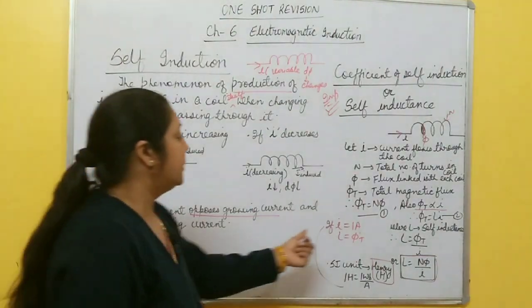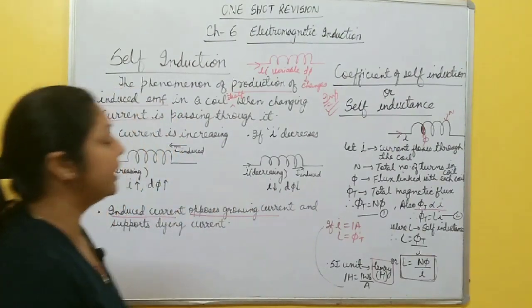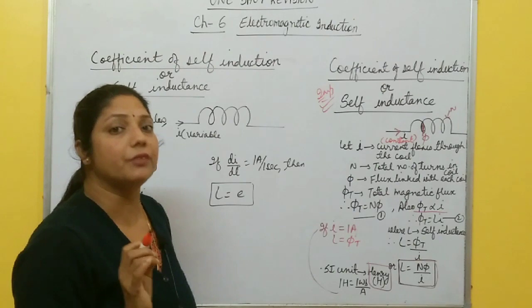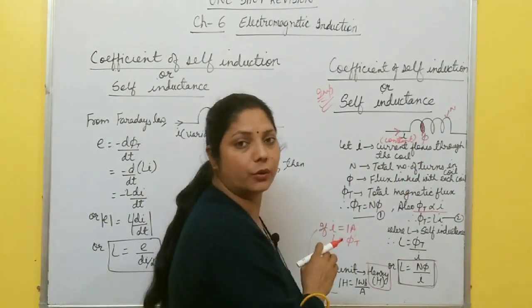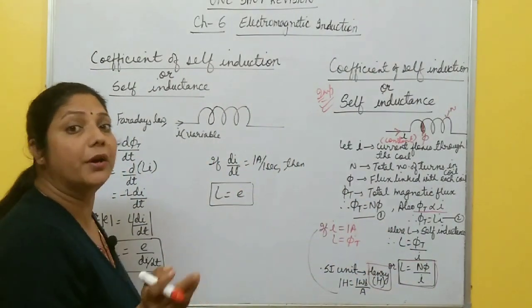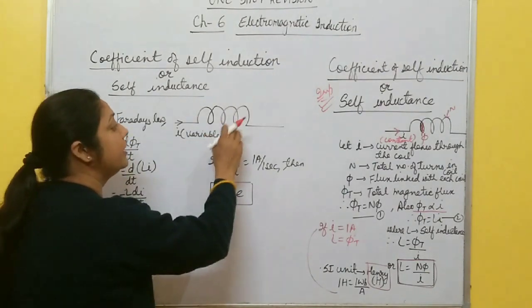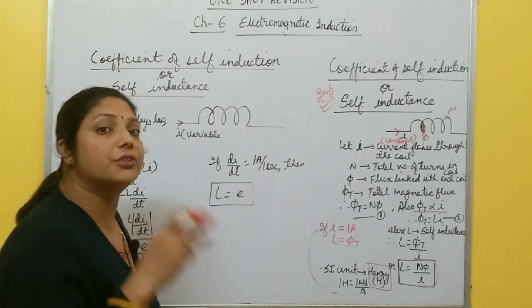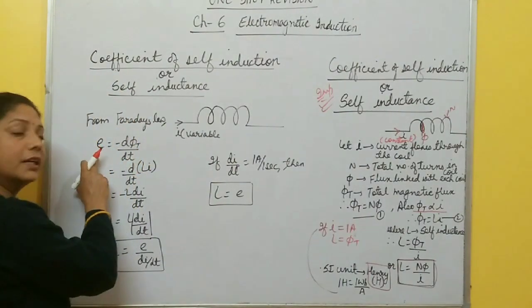Also, you can define the coefficient of self-inductance in terms of induced EMF. First, take a screenshot of this one, fast. Here, a constant current flows through the coil. What happens if the current is variable? We already discussed according to Faraday's law: if the current is variable, then the flux linked with each coil also changes, and due to the change in magnetic flux, EMF is induced in the coil.